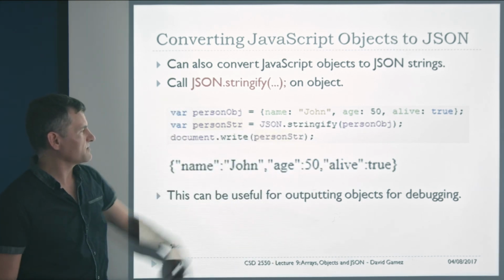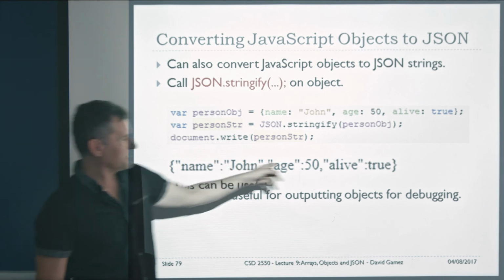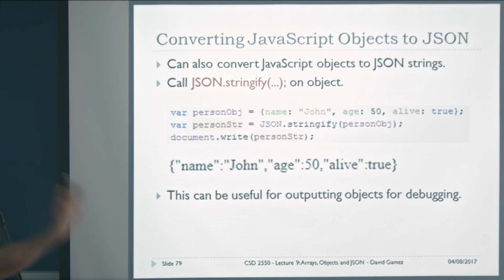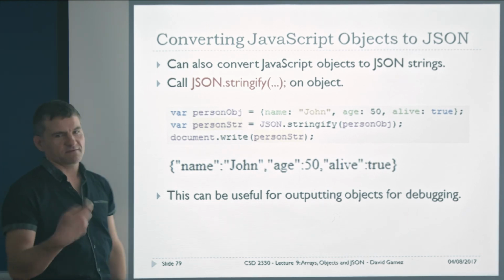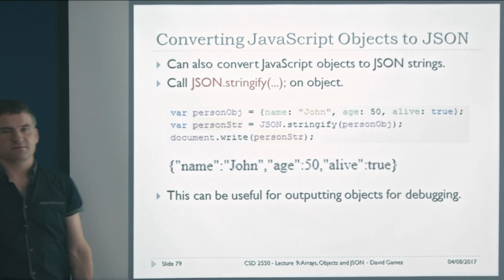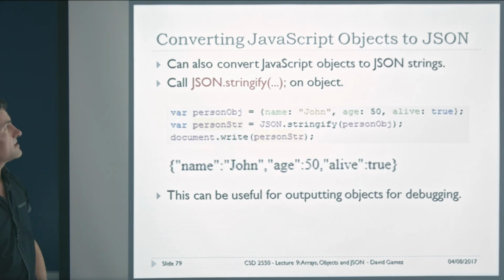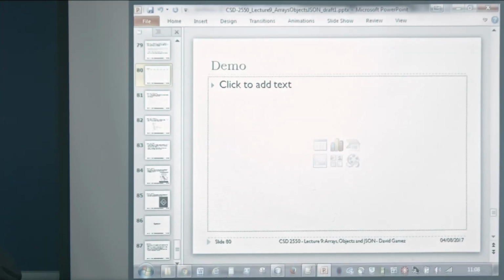So now if we do document.write of person string, we're going to get this here, which is a string representation of the object. So it's very useful for outputting objects for debugging, very useful for communicating with a server, and very useful for storing objects in HTML local storage, as we'll come to. So let's have a little play with that.